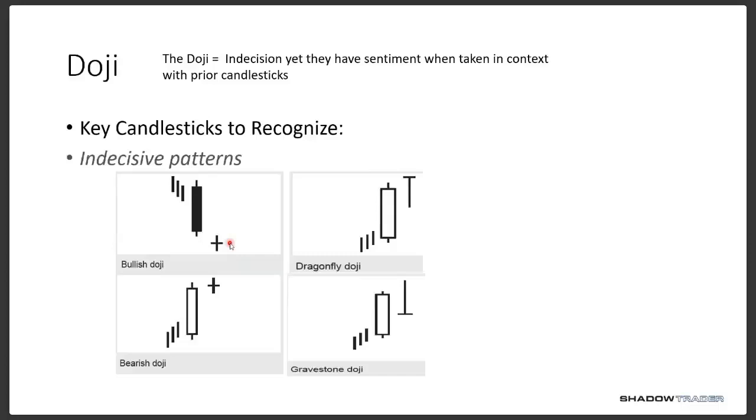They came in at one level. They pushed it higher at one level. They pushed it lower at another level. And they exited that period at the same price as they entered. So this is the doji. This is really a bullish doji because we've got downtrend, stopped the downtrending move, and couldn't decide what's going on.